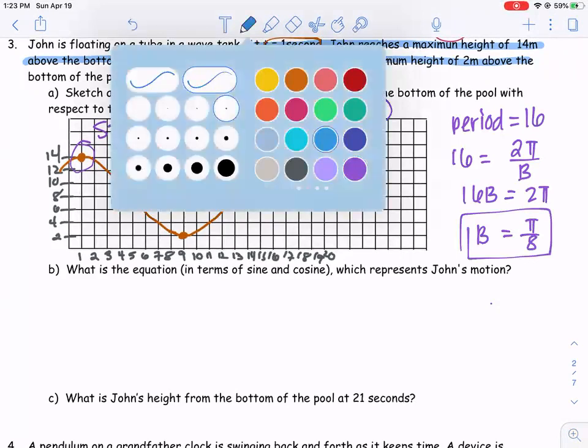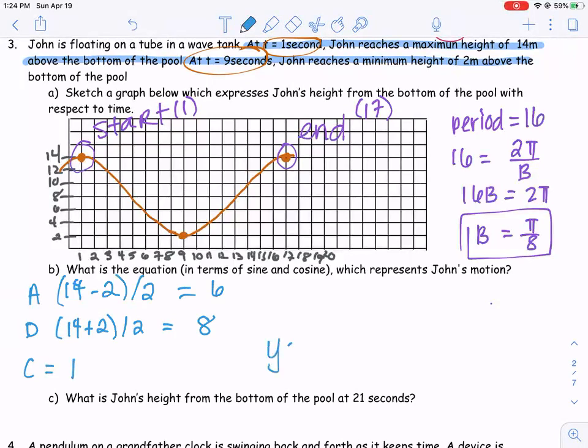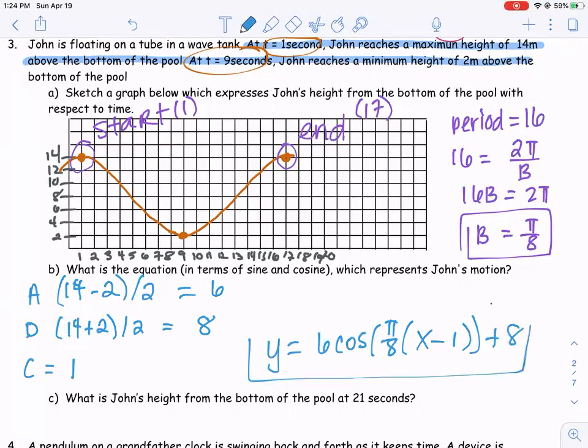Okay, our a value is our max minus your min divided by 2, which is 6, and our d value is max plus your min divided by 2, which is 8. And then our c value, we moved over to the right 1, so it's just 1. So we've got y equals 6 cosine pi over 8 times x minus 1, plus 8. Okay, and that is your final answer.